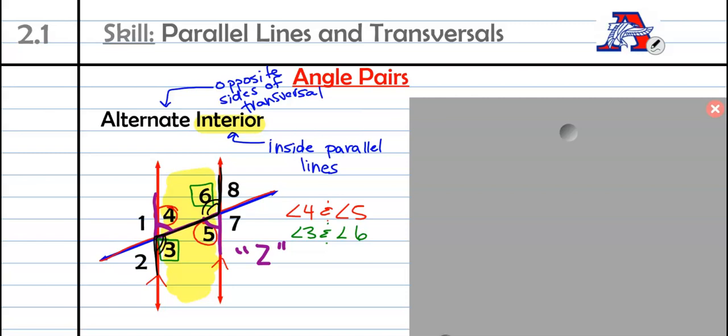Okay, alternate interior angles, they are congruent. So angle 3 and angle 6 are congruent. If one of them was 110 degrees, the other one would also be 110 degrees. Same with angles 4 and 5. So that's something that's very important to remember: if you're working with parallel lines and transversals, alternate interior angles are congruent.